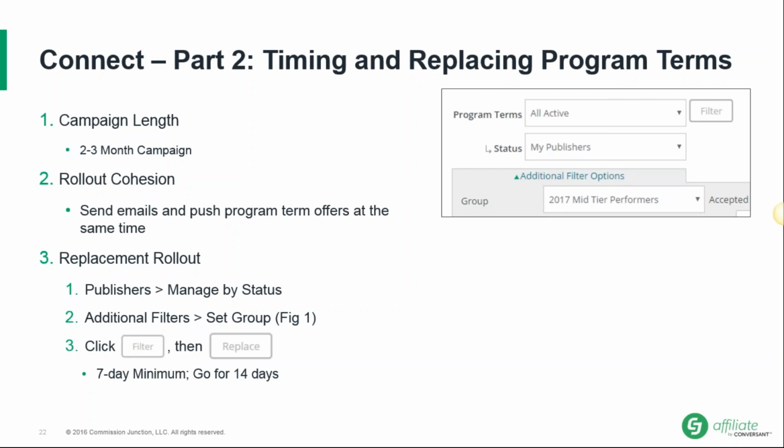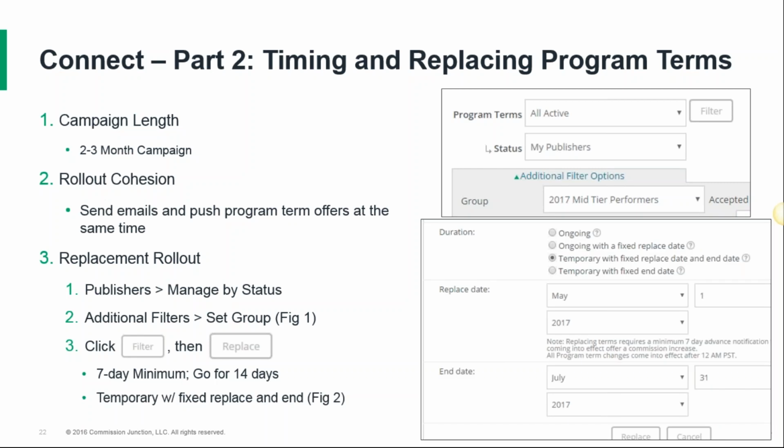You'll be asked to specify a replace date which is a minimum of 7 days out. I recommend a 14-day lead time here, as coupling that with a communication gives your publishers 2 solid weeks to plan and prepare for the beginning of the campaign. For example, if you'd like to run your campaign from May to July, I recommend pushing the replacement program terms and sending your communications around April 16th to start on May 1st.